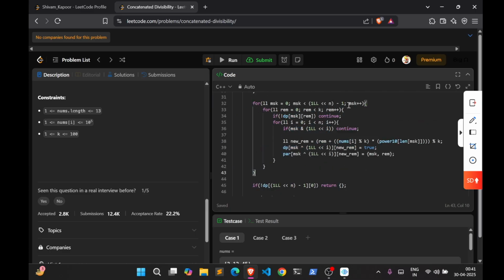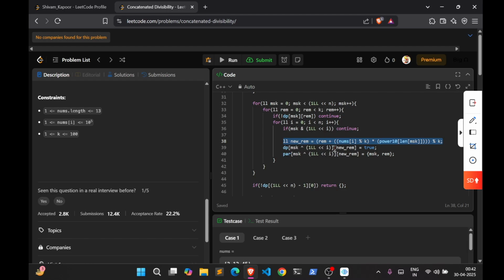So I basically went on to each mask. I don't think this would create a problem. If that particular mask is not possible to achieve, then I would simply continue. Then I went on to each particular bit, and if that particular bit is already set, then I don't have anything to do. Otherwise, my new remainder is basically remainder plus nums of I modulo k into power of 10 of length of mask, modulo k. This is a very bad thing, but I will break it down for you so that it becomes very obvious and clear.